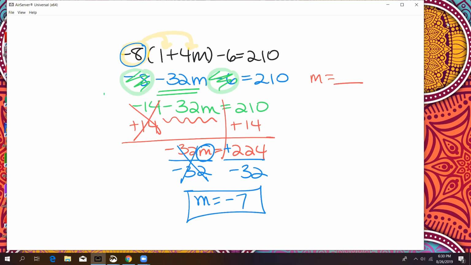All right, so I'm going to move on, and I'm going to do a couple of literal equations. Okay, so remember that's when you're solving for a variable. All right, so let's say we have 2a equals 3w plus 3x, and we are solving for a.